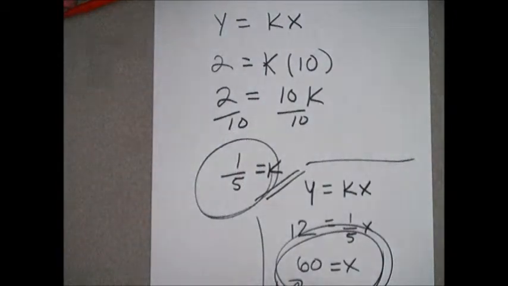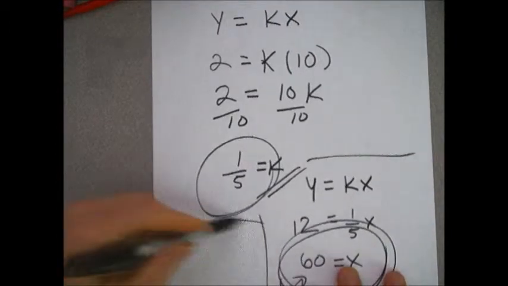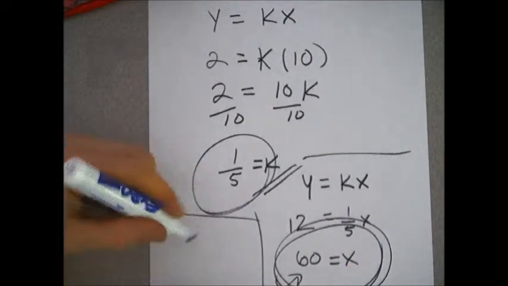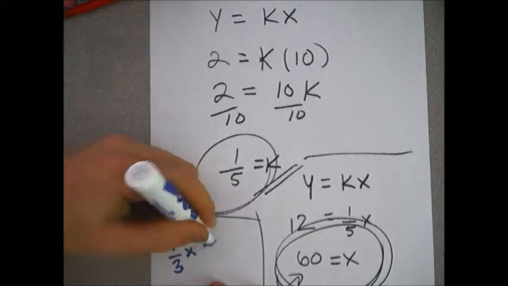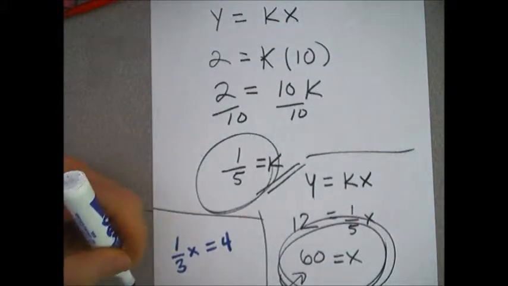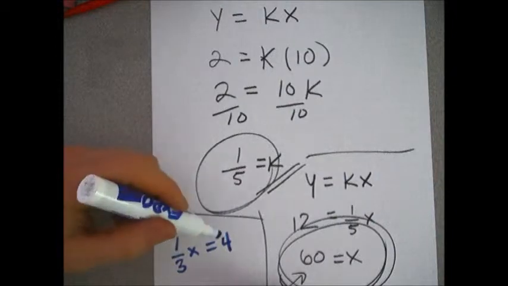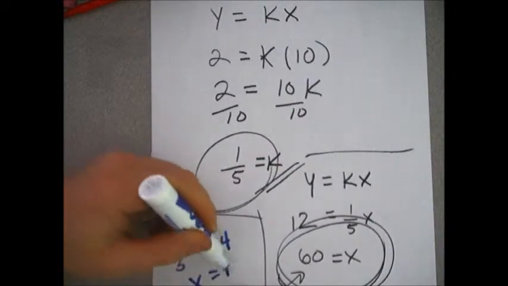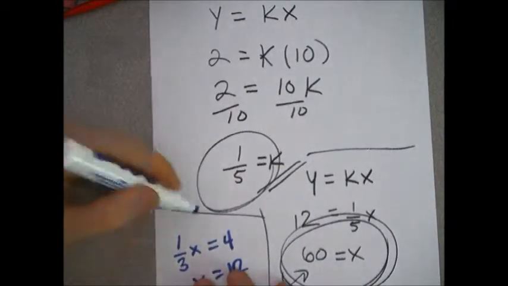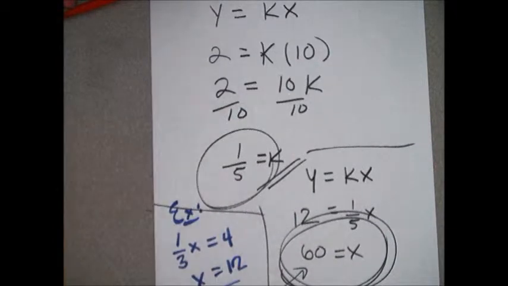Hey, Mr. Baker, why did you multiply times 5? How do you undo a fraction? Multiply by the reciprocal. Oh, 5 over 1. Side example in blue. If I told you this, 1/3 x equals 4, to undo that, I would multiply both sides by 3. x equals 12. That's just a side example on how we solve that. Okay, x equals 60.